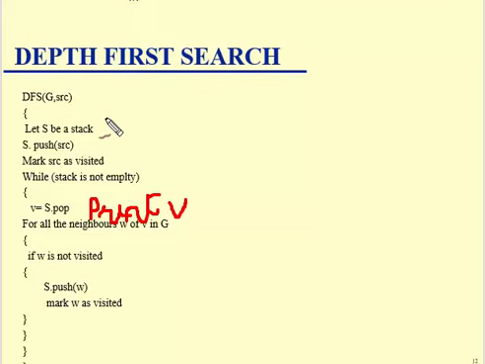So again I am repeating: you are taking the source node, pushing that into the stack, marking that as visited, and while stack is not empty, pop the element, check all the neighbors of this. If they are not visited, push them into the stack and mark them as visited. Okay. Once your stack is empty, this is the traversal. This print V output that you are getting is the traversal. Okay.